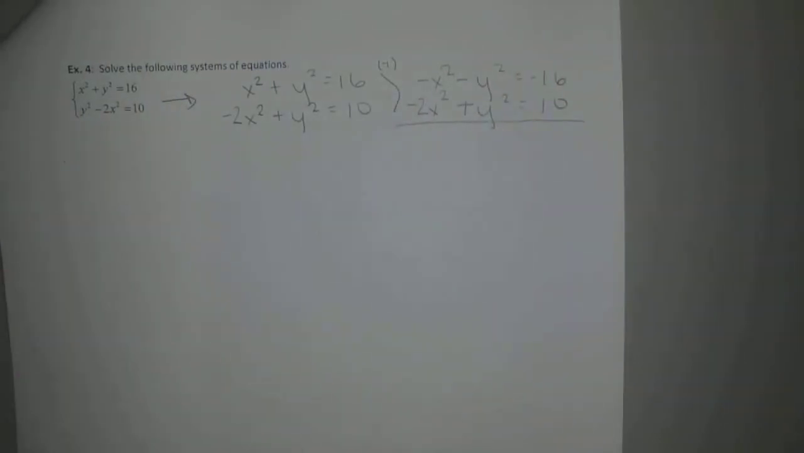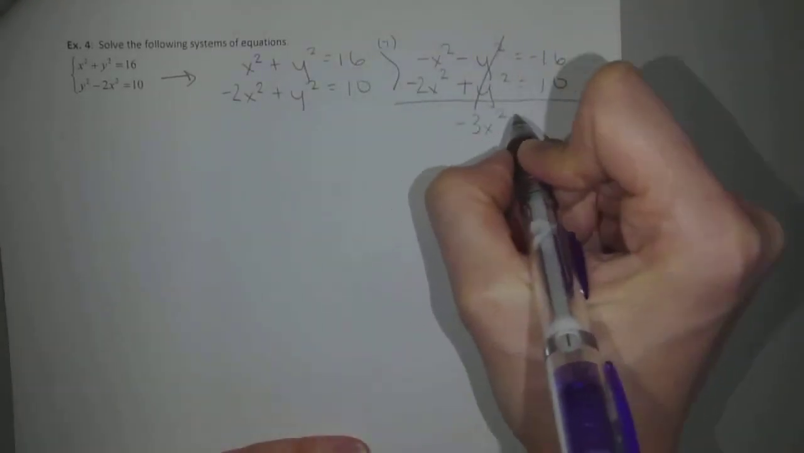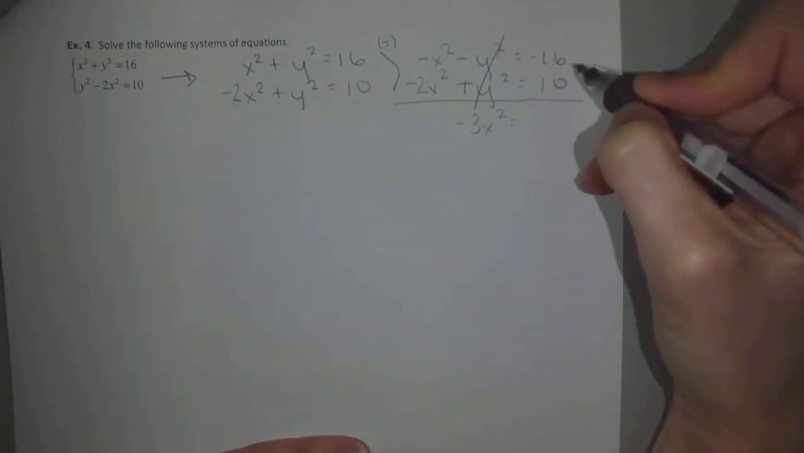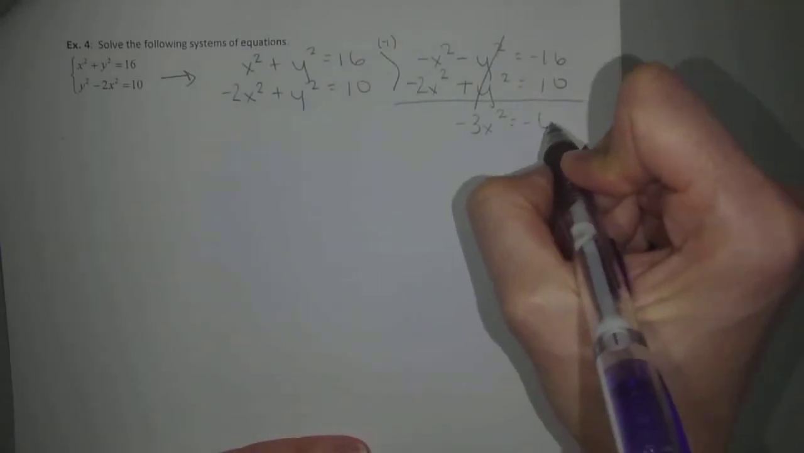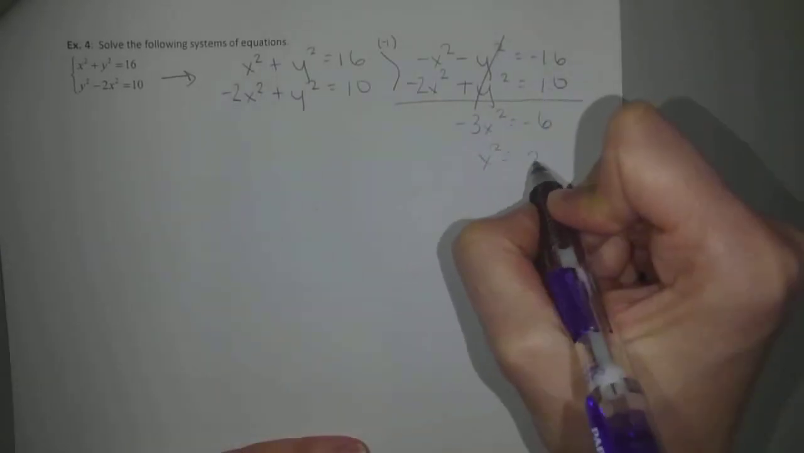And I could have done either or. I could have multiplied the second one by negative. It didn't matter. Okay, so the y squareds will cancel out, but then we end up with a negative 3x squared. And then just do that in your calculator real quick. Negative 16 plus 10 is just a negative 6. So then that ends up with x squared being 2.